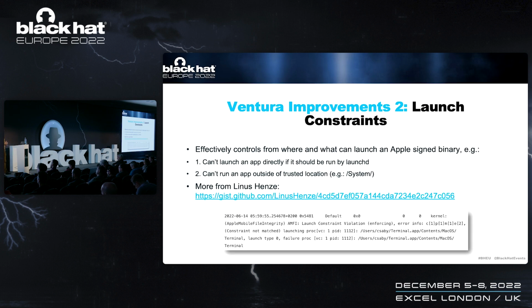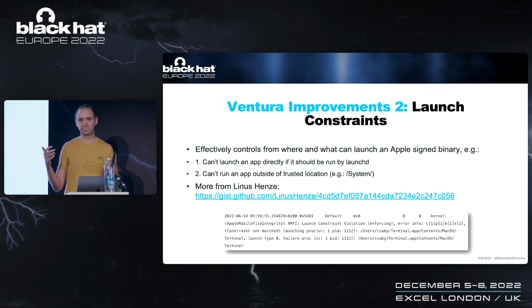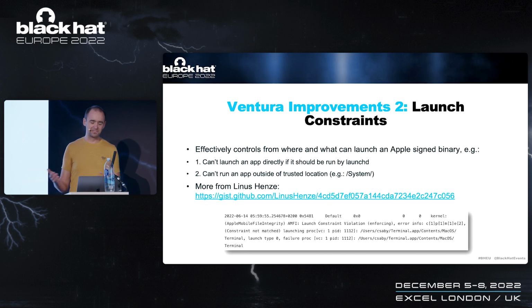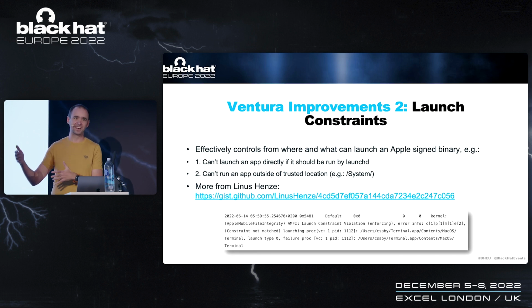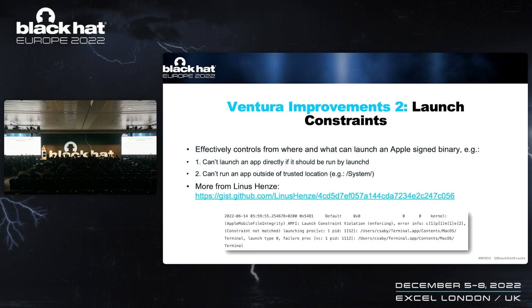And the second big one is launch constraints, which basically controls from where and who can start an Apple-signed binary on the system. So, for example, if an Apple-signed daemon is meant to be started by launchd, only launchd can start it. So I cannot start it anymore from the command line. And the other big thing is that I cannot copy out an application from its trusted location and run it. So it has to reside under system, which is pretty nice. More on it is written by Linus Henze on his blog post.